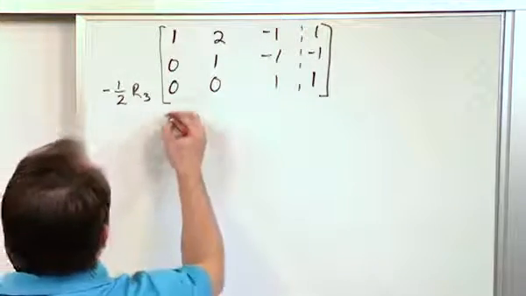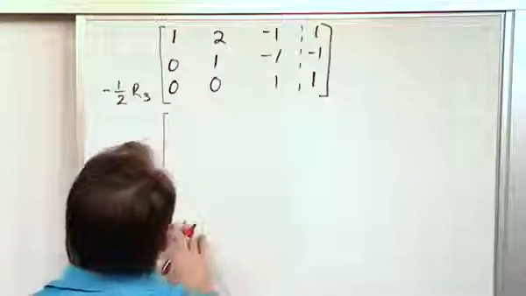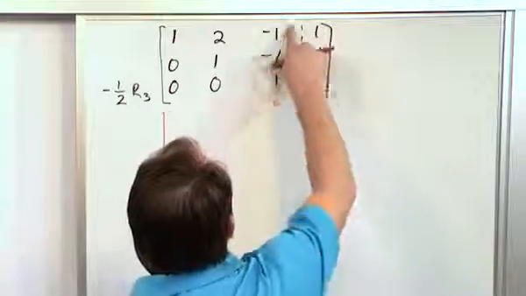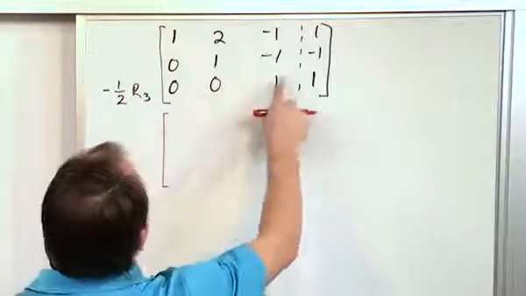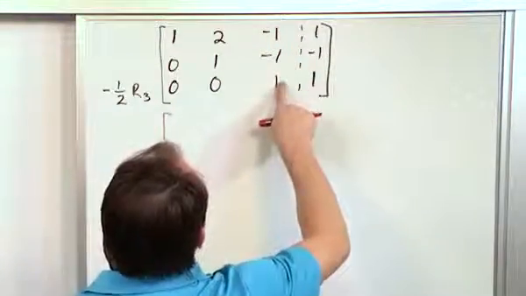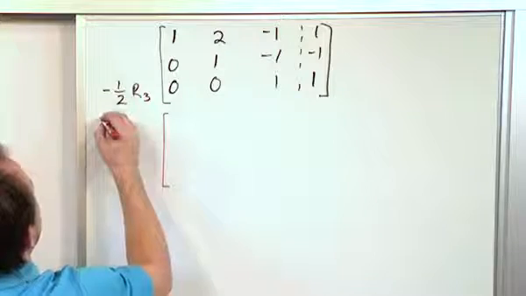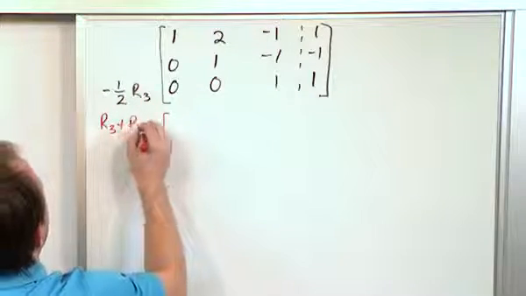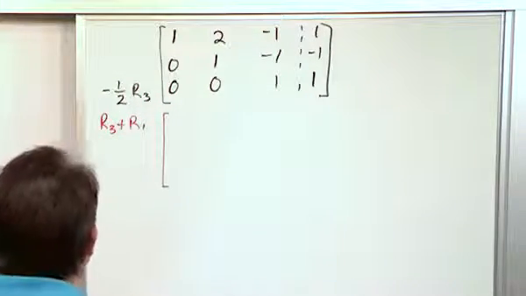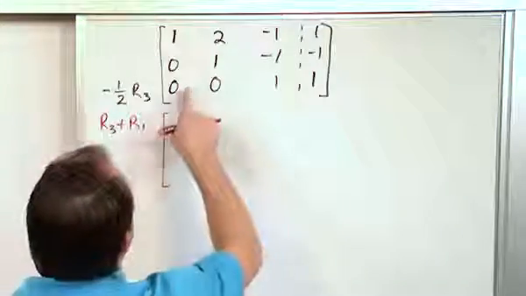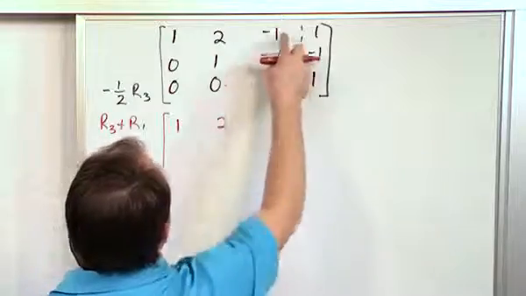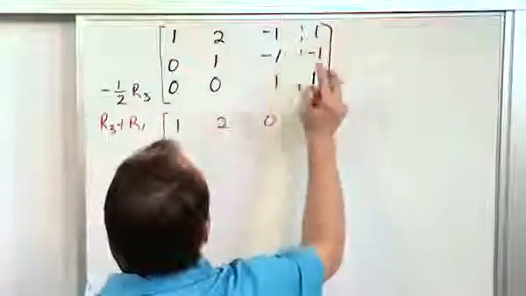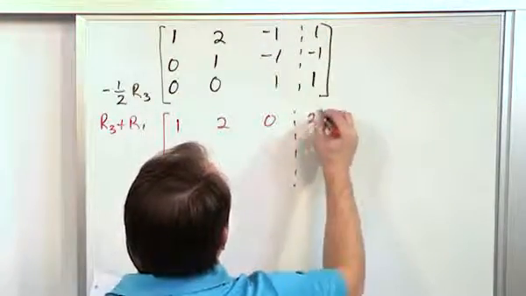All right, next, I want to continue on down and say, now I want to work on getting zeros above in my third column right there. All right, so in order to do it to the top, and since this is already negative 1, this is already positive, all I want to do is say row 3 plus row 1. I don't need to multiply by anything. I just need to add it like that. So when I take this and add it to this, I get a 1. This and add it to this, I get a 2. This and add it to this, I get a 0. This and add it to this, I get a 2.